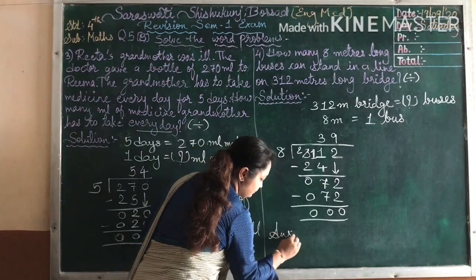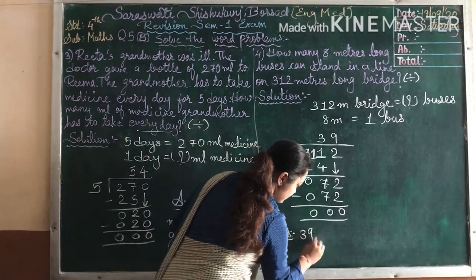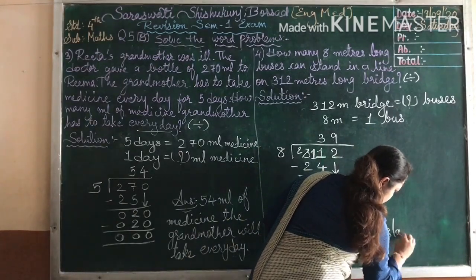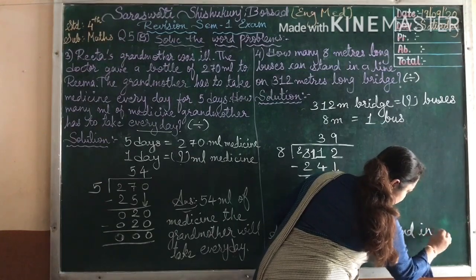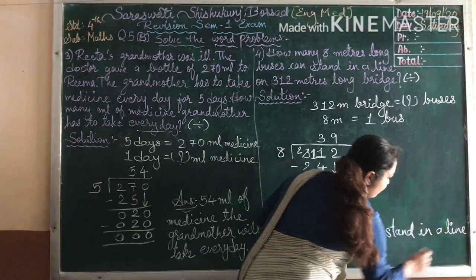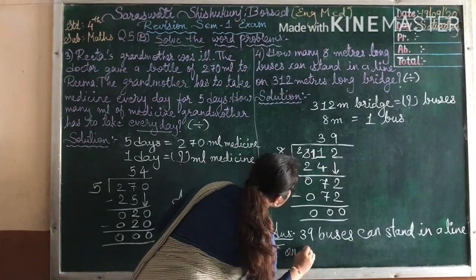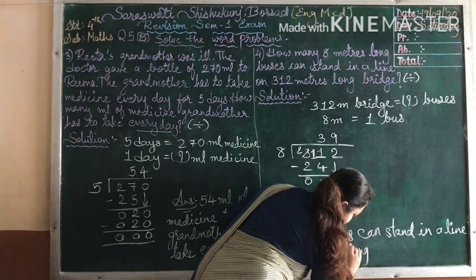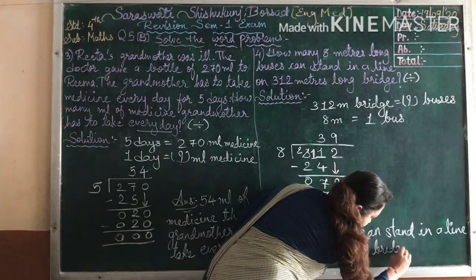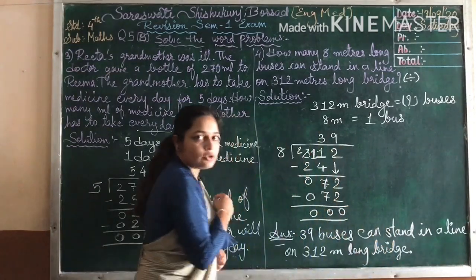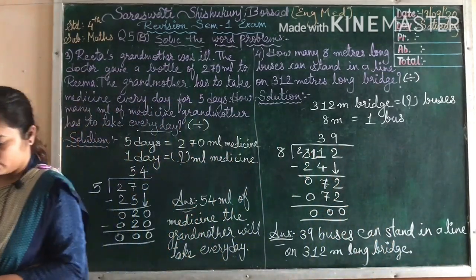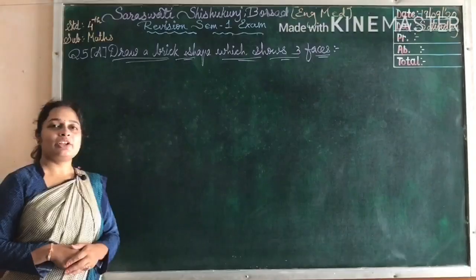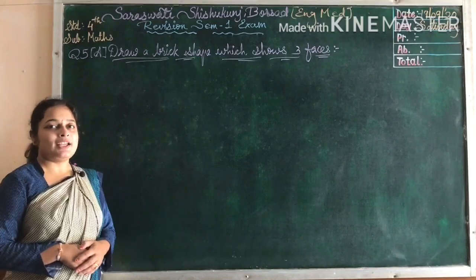Answer is 39 buses can stand in a line on 312 meter long bridge. Just take a look, then we will move towards next question. Okay, now let's see question number 5A.